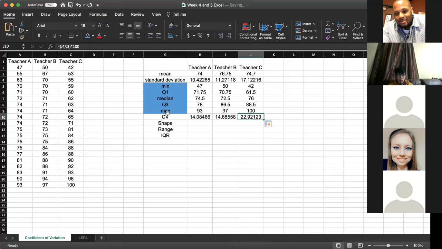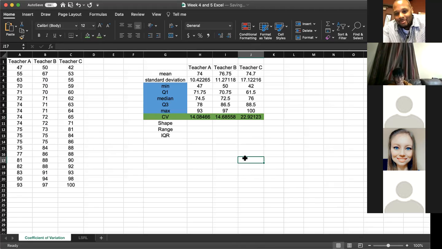This value right here is going to tell me who is more consistent. This is what I mean by consistency. The smaller value means that they are more consistent. That's what I'm asking for. I want to know who has that smaller value. So in this particular case, if I ask you what teacher is more consistent with their grades, you would tell me teacher A.